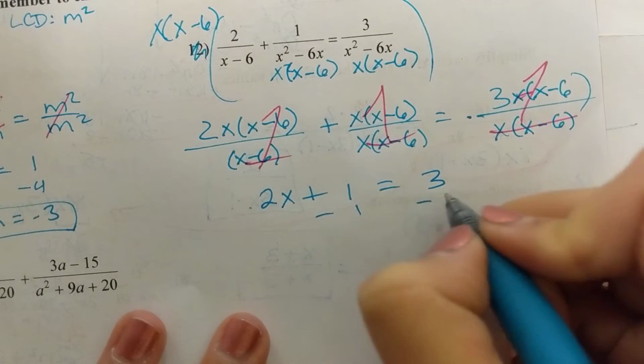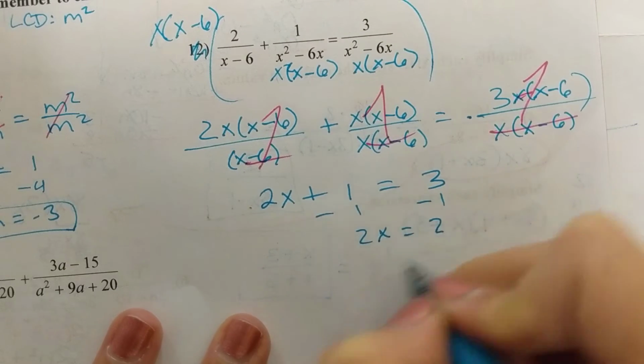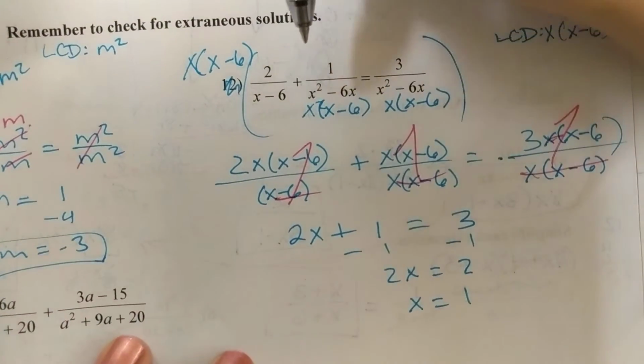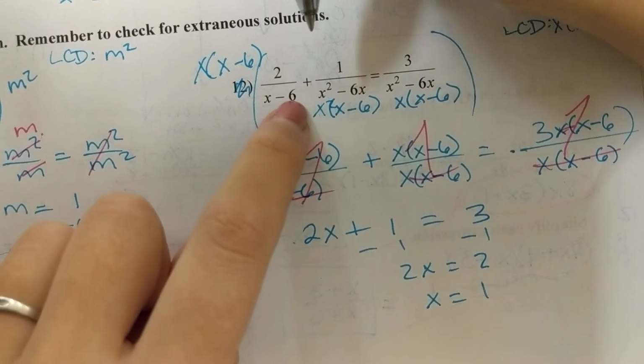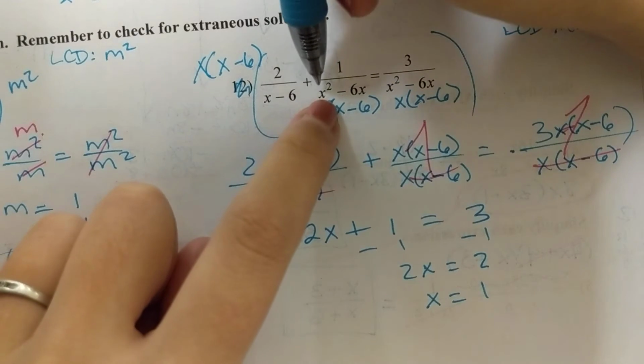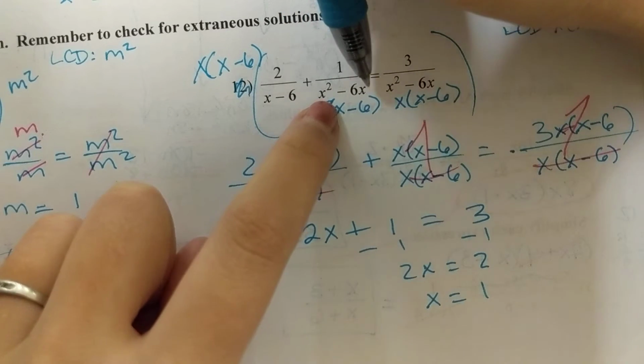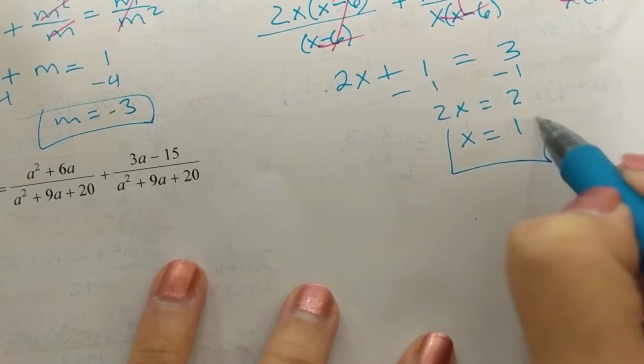Wow, nice. 2x equals 2. X equals 1. Check to make sure that does not make any of my denominators 0. 1 minus 6, that's not 0. 1 minus 6 times 1, that's also not 0. Good to go.